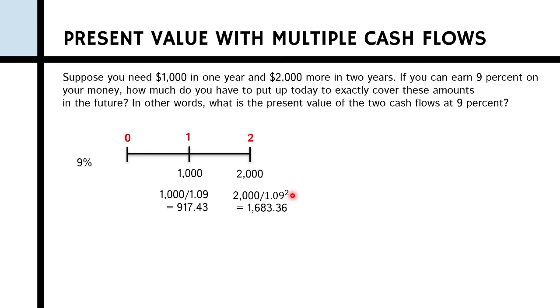Yung 2,000 naman, i-divide natin siya sa 1.09 raised to 2 because we're gonna need money 2 years from now. You're gonna need this money 2 years from now, so that will be 1,683.36. So add them up, you will have $2,600.79. So that is the amount you have to put up today.